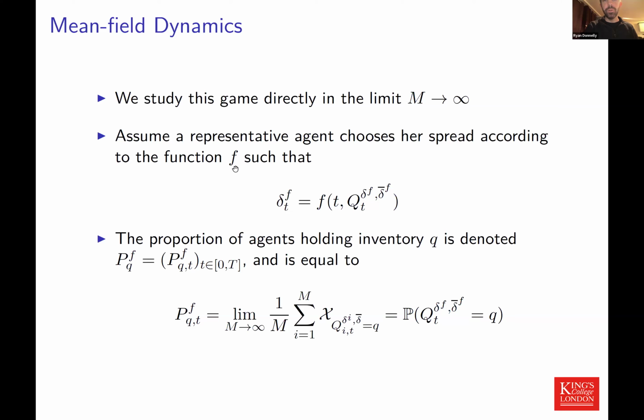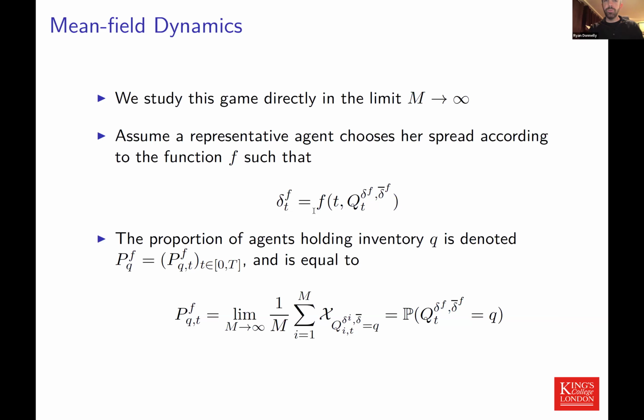And we're going to assume that they choose their spread, their pricing strategy, according to some function f, where f is a function of time and their remaining inventory. Okay, so throughout we'll denote delta superscript f to be the pricing strategy which results when they choose the feedback form of their price according to the function f.